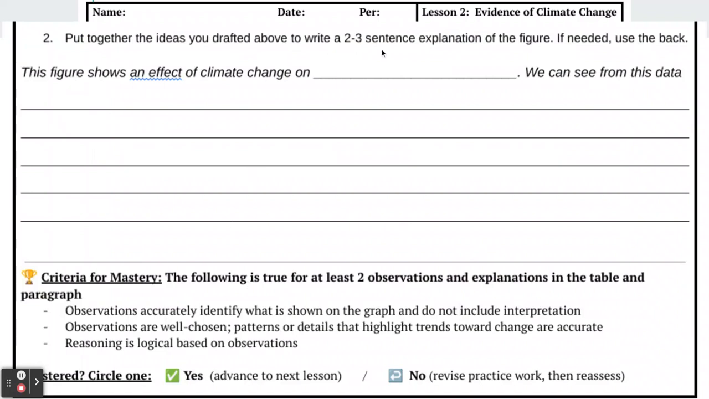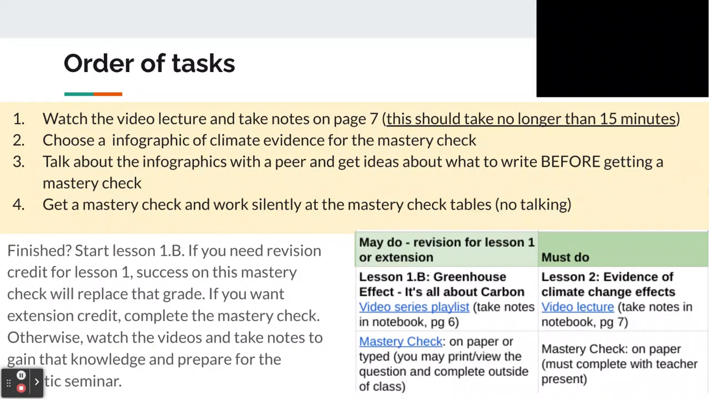Then you are going to put together those ideas and write a 2 to 3 sentence explanation for the figure. So what goes in this box is explaining, if your figure is all about temperature, you would write down that this is an effect of climate change on temperature. If it's wildfires, sea level, that sort of thing, the big picture: what's the factor? And then you'll explain what you got from that. Take a look at the criteria for mastery so that you can make sure you have all of those parts in there.